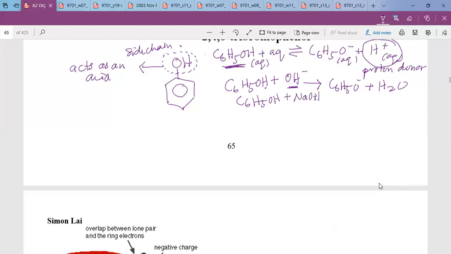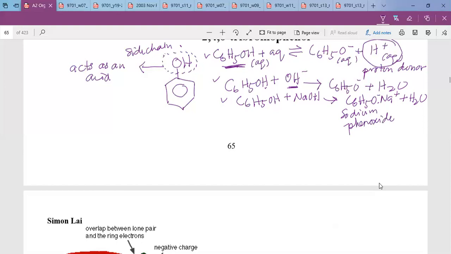All these three equations are to show that your phenol is acidic. It's a proton donor. It goes in one direction, C6H5O minus and Na plus. You can put a dot here to be perfect, but you don't have to. You have to put H2O here. And it's called sodium phenoxide, okay? Sodium phenoxide.